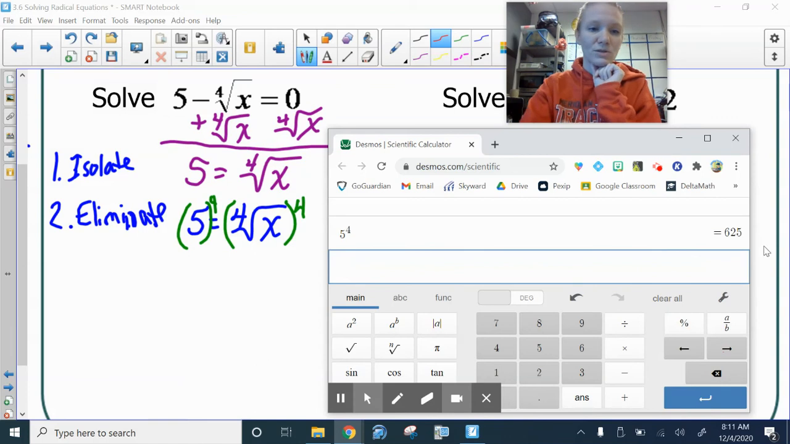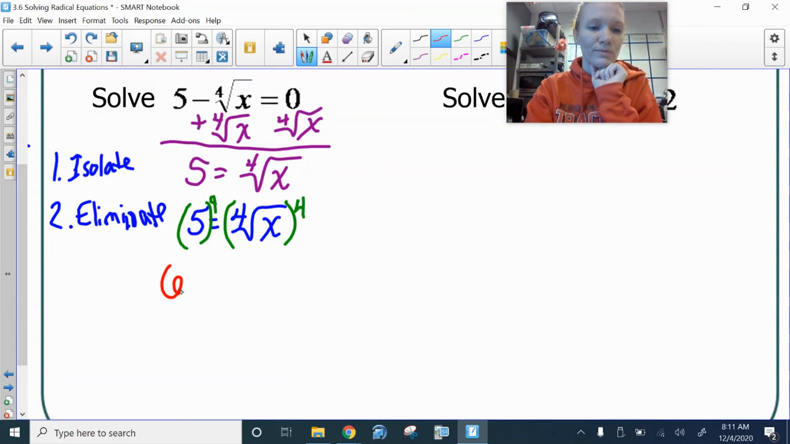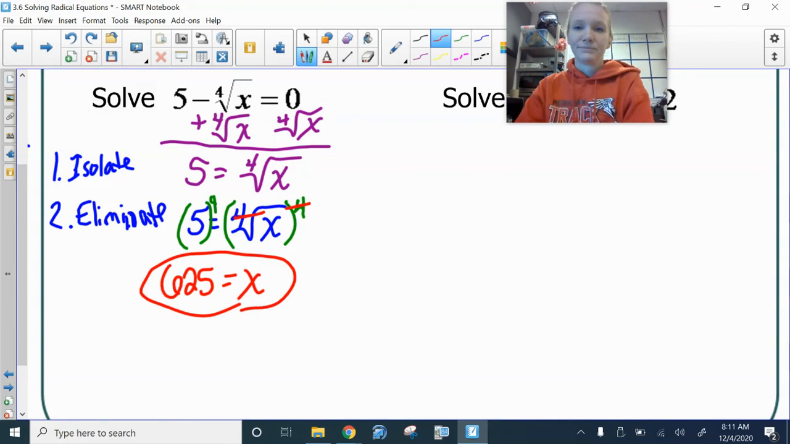And it gives us our answer right there, 625. So boom, 625 is 5 to the 4th power. The x to the 4th and the 4th root cancel out, and there's your answer. Done.